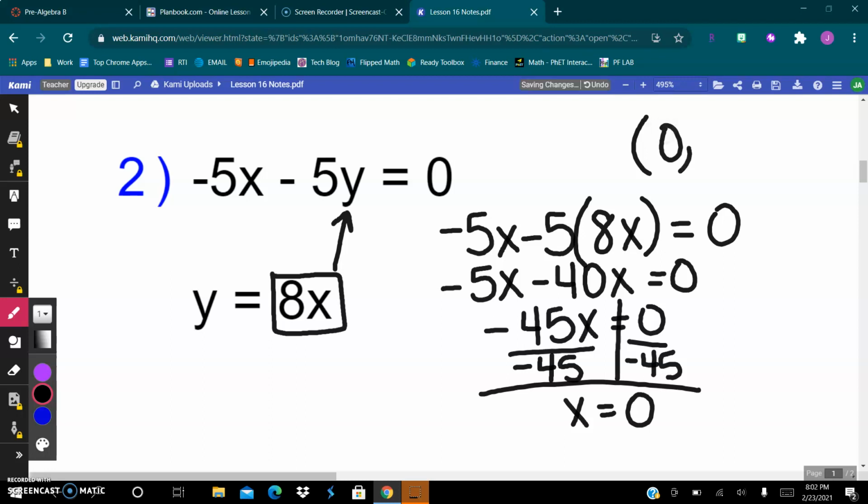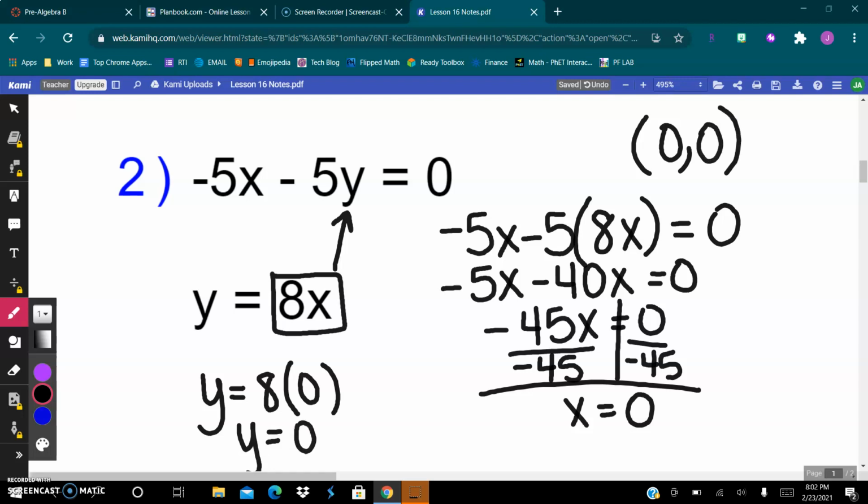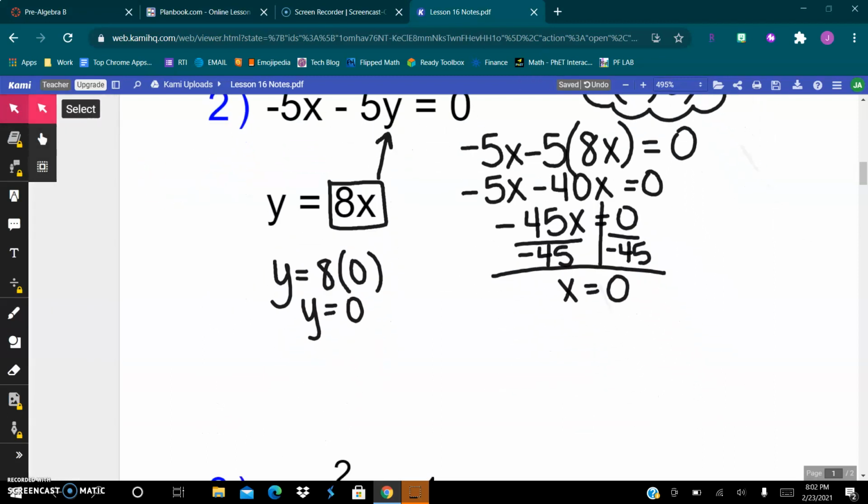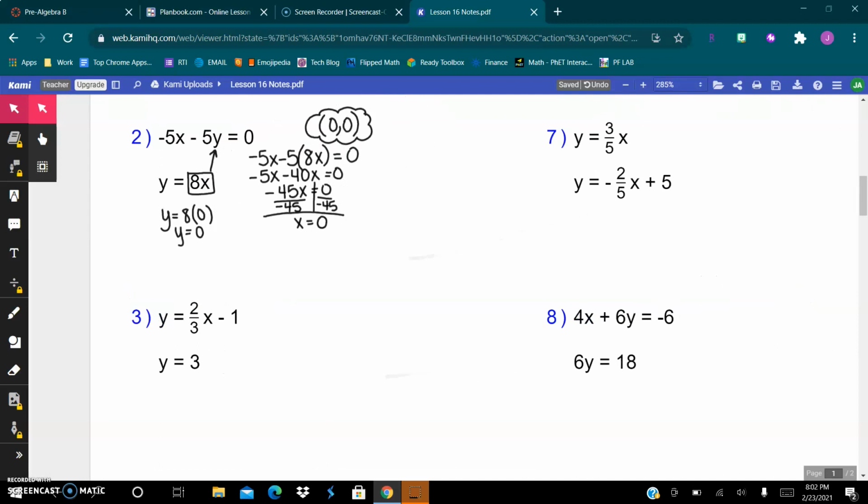And now I can take that and plug it back into one of the original equations. And I would pick the bottom equation, and it doesn't matter which one. One usually is more work than the other. So that's why I'm going to pick the bottom equation. So I'm going to do y equals 8, and we just solved x. For x, we figured out it was 0, so this is going to be a 0. So y equals 8 times 0, and that would equal 0. So this system, the two equations cross at the origin, the point 0, 0. All right.